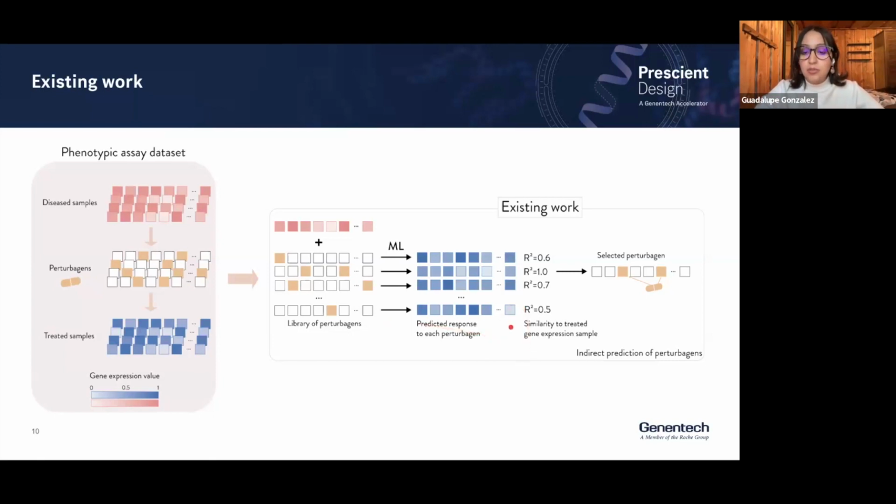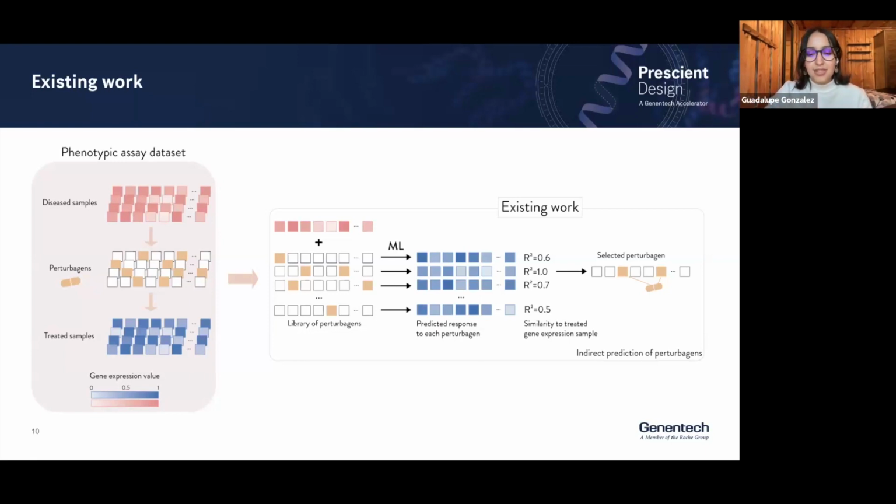And once we have the response for each of them, we check the similarity between each of these responses and the desired response. So this could be a response that is anticorrelated with the disease. And once we find a response that is most anticorrelated with the disease, then we say, okay, the perturbagen that generated this response is my lead compound, and I can move forward with that. So this is what we would call indirect prediction of perturbagens. I have to go all over my library, check what the response is, and then from that select the perturbagen.